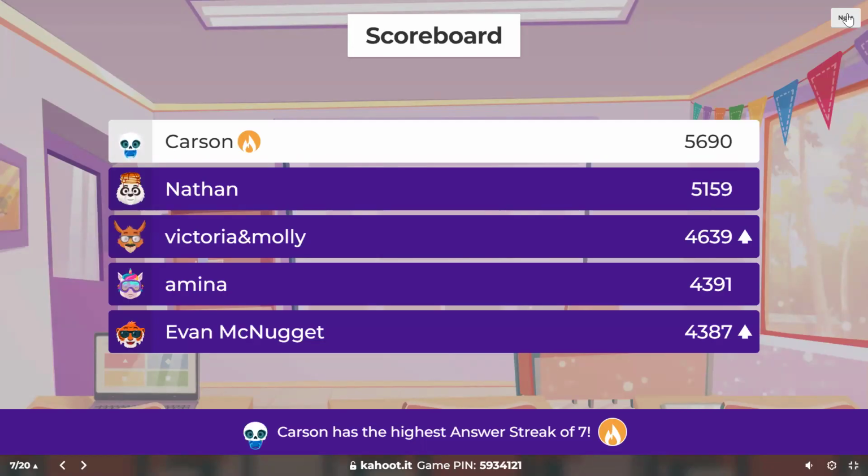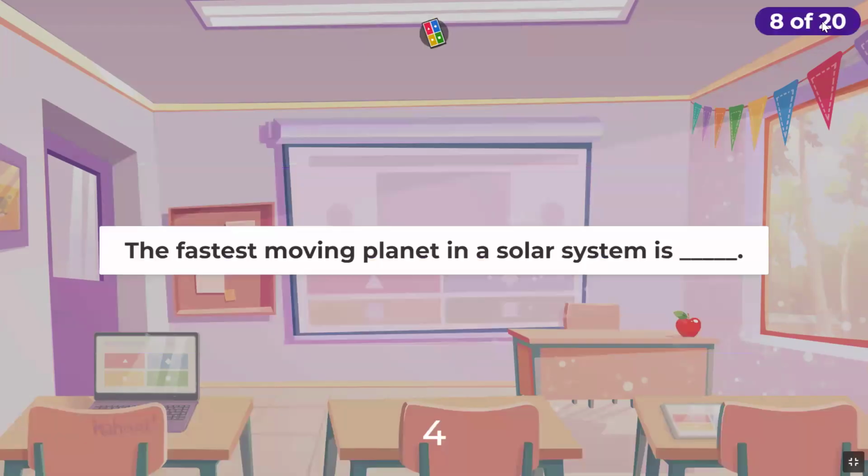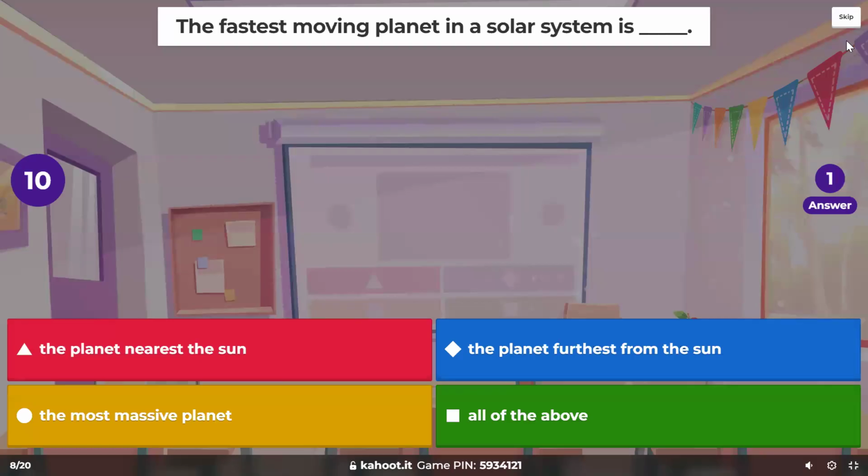Evan, Amina, Victoria Molly, Nathan, Carson. The fastest moving planet in the solar system is... fastest moving.